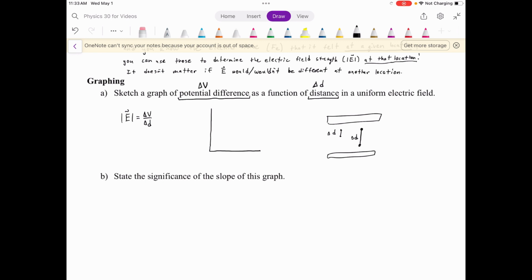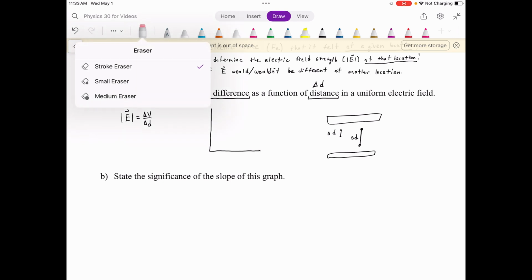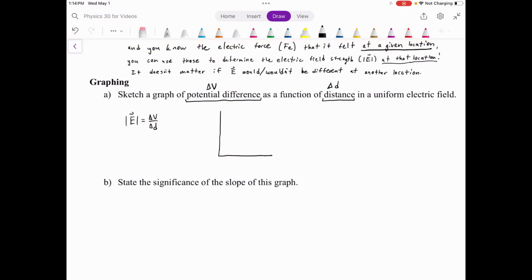See what I mean? So it does definitely feel like this is our responding variable and this is our manipulated. But like I said, they gave it away anyway by saying "as a function of," because it's always y as a function of x. So that means the potential difference, the voltage, goes there on the y-axis, and the change in distance goes there on the x-axis. Okay, so there we go. We've got ourselves set up. We've started sketching our graph.